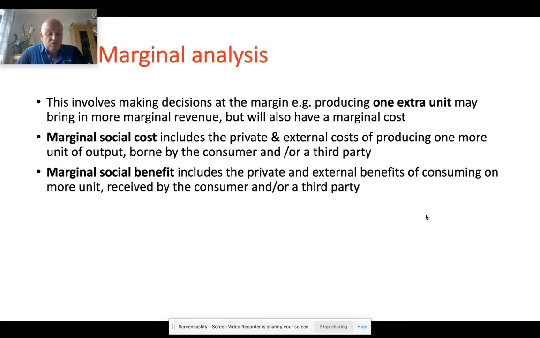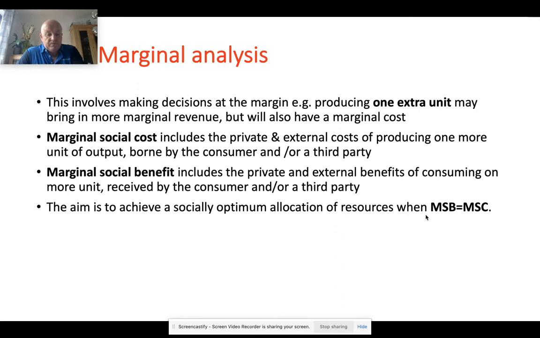When we talk about marginal social benefit, that includes the private and external benefits of consuming one more unit, received by the consumer and/or a third party. Okay, so this marginal social cost and marginal social benefit is quite an important principle, and we'll show how that works diagrammatically shortly.